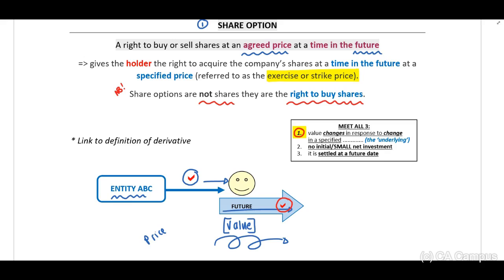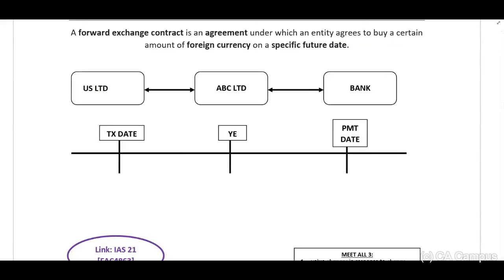But the total value of the share option that this employee has will change due to a change in a variable. Number 2, no initial or small investment. Guys, this employee did not have to pay anything initially. And characteristic number 3 will be settled at a future date. Self-explanatory.